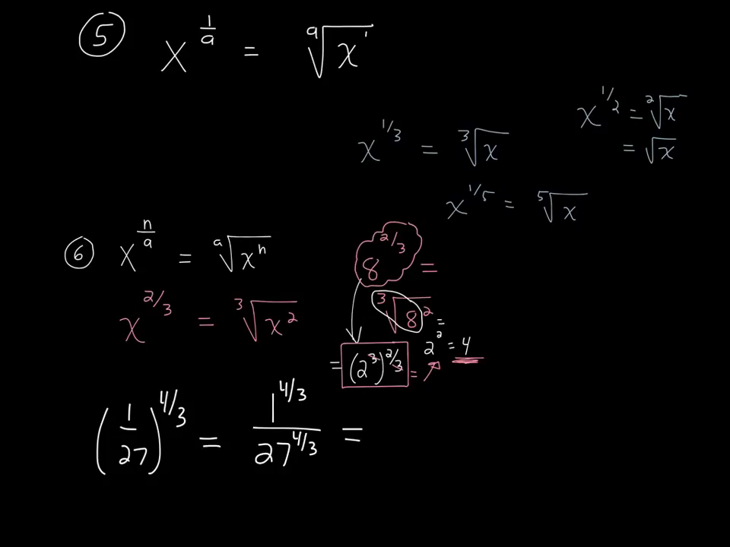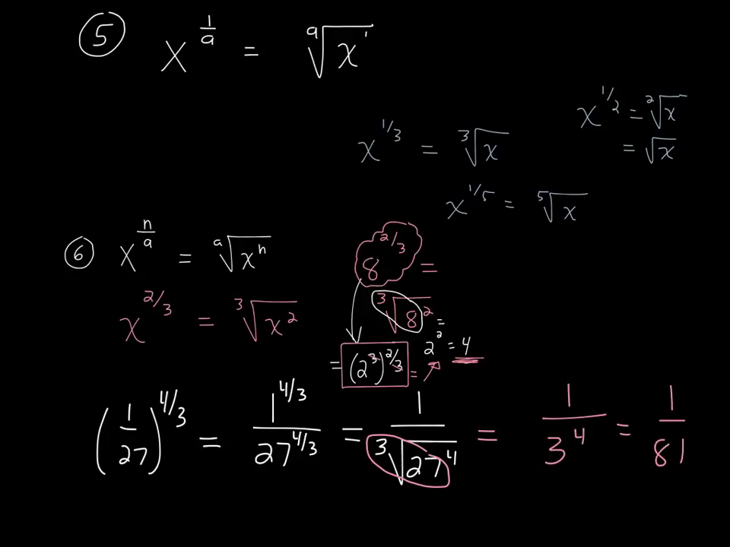Now 1 raised to anything is going to be 1, and then down the bottom here, this 27 raised to the 4/3. You could say, alright, this is going to be the cube root of 27 to the 4th. Well, without a calculator, you're not going to want to do 27 to the 4th and then try to cube root it. Instead, it's easier to say, okay, what is the cube root of 27? Alright, if this is no calculator, you're going to have nice integers. So the cube root of 27 is 3, so we're left with 3 to the 4th, which is going to give us a final answer of 1 over 81.